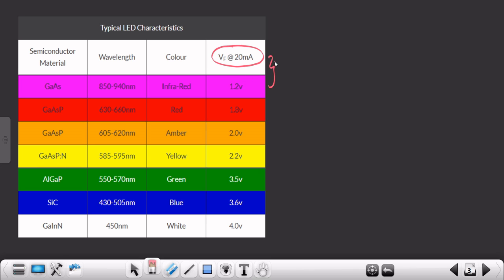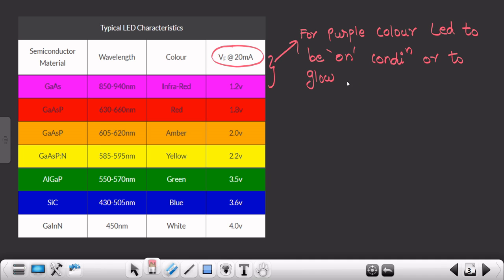For a purple color LED to be in on condition, or to glow, it requires at least 1.2 volts and 20 milliamperes of current. So this is the minimum threshold voltage and minimum threshold current required for the respective LEDs.